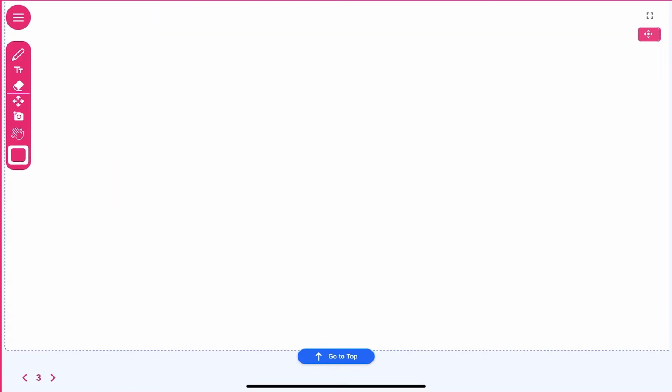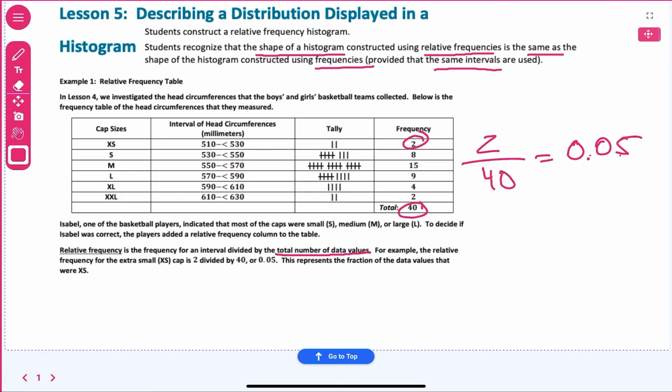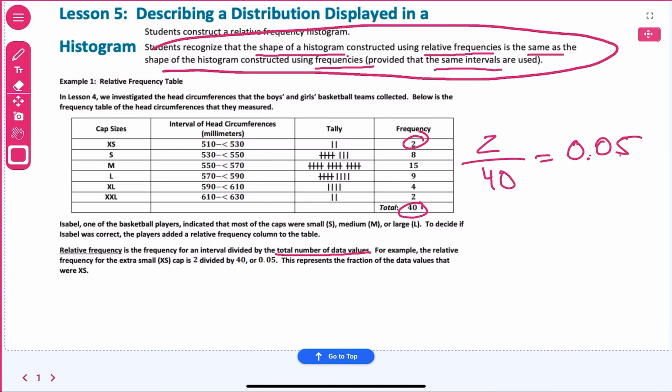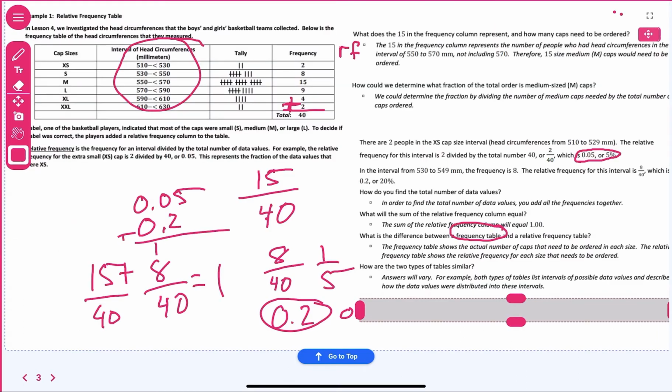And remember, if we go all the way back to the very first, I said the students recognize that the shape of a histogram constructed using relative frequencies is the same as the shape of the histogram constructed using frequencies, provided that they have the same intervals. And right there. So without even drawing it, we should know that they are the same.